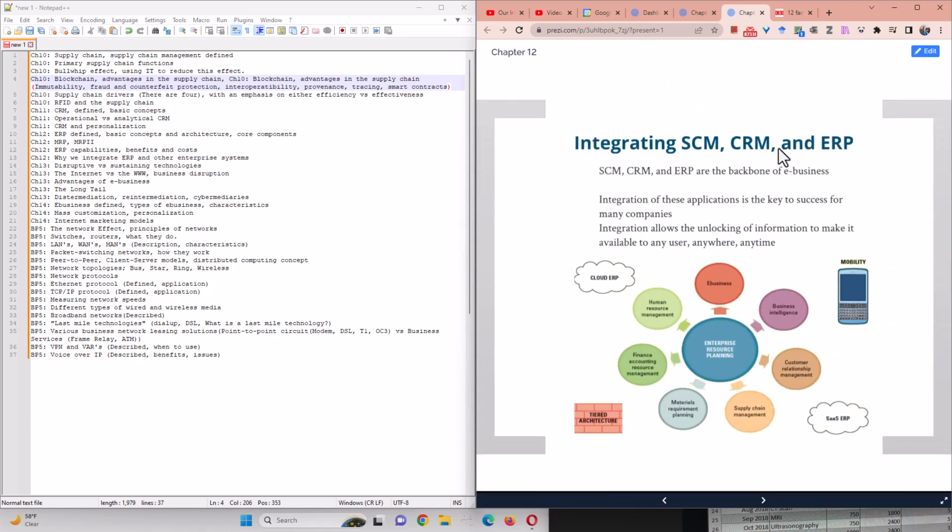Integrating supply chain management, CRM, and ERP are really, really critical these days because it provides a clearer picture as to what's going on in the organization, and especially with supply chain management, not only within the organization, but within the ecosystem that the organization is operating in.